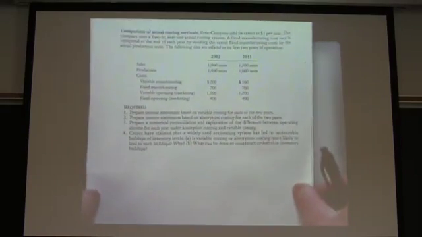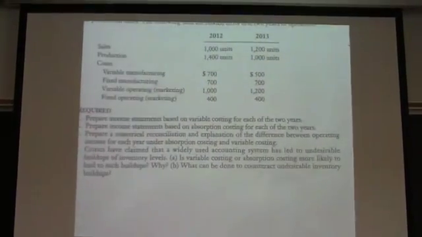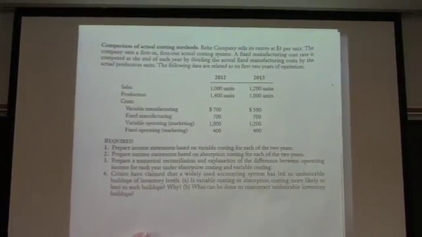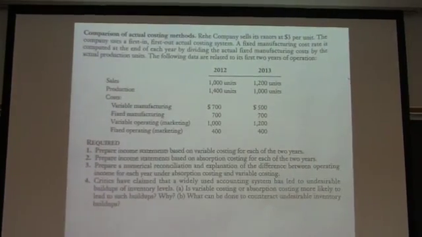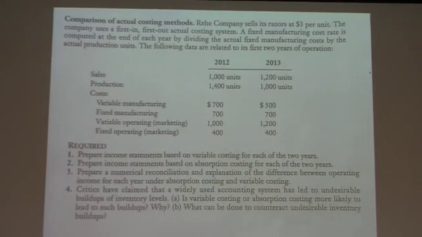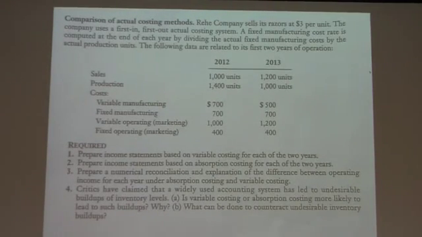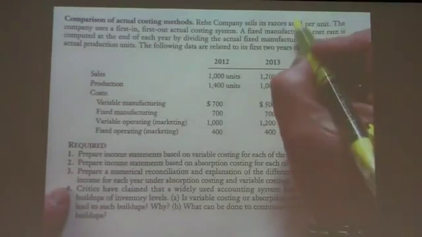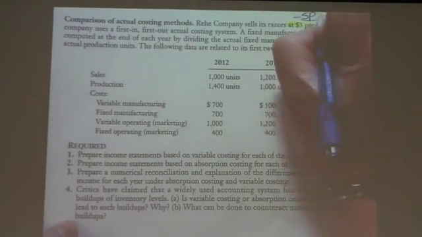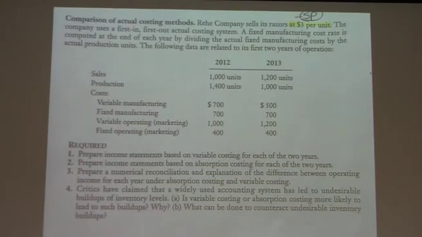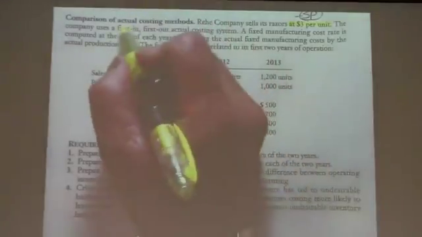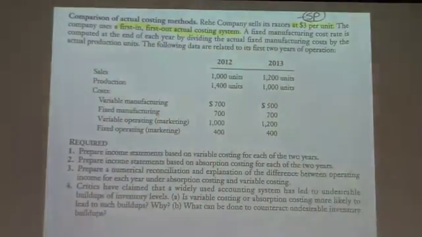So Ray-He sells razors at $3 per unit. So that's the sales price, denoted by SP. The company uses first in, first out for the actual costing system. So they're using the first in, first out method of inventory management.